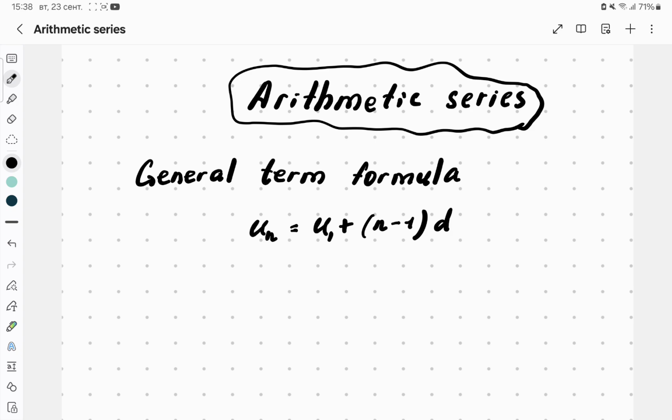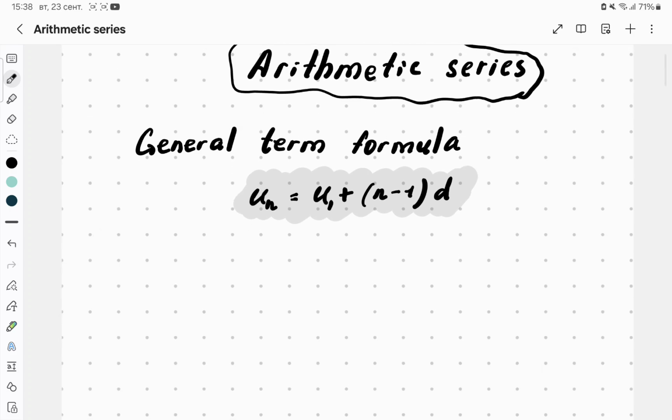The general term formula looks like this, and I hope you remember this formula from the previous video. If you didn't see it and want to understand how the arithmetic sequence works, please visit the previous video about the sequence. In this video, we are going to first explain how the formula of arithmetic series is deduced. The series means that we should add all terms of the sequence together.